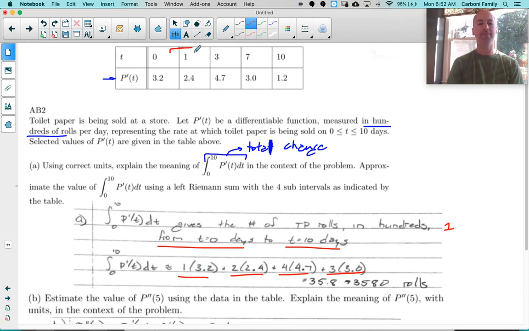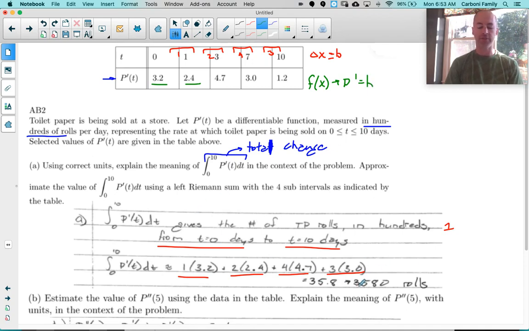Just remember that the bases of your rectangles are the change in x. So the distance right here, we have a change of 1, a change of 2, a change of 4, and a change of 3. And so the delta x is the base of your rectangle. And the height of your rectangle would be the left side of each interval. So from 0 to 1, we use 3.2. From 1 to 3, we use 2.4. And so the height, the function values, I'm saying f of x, I should say p prime, is the height of the rectangles. And so that's what I included here.